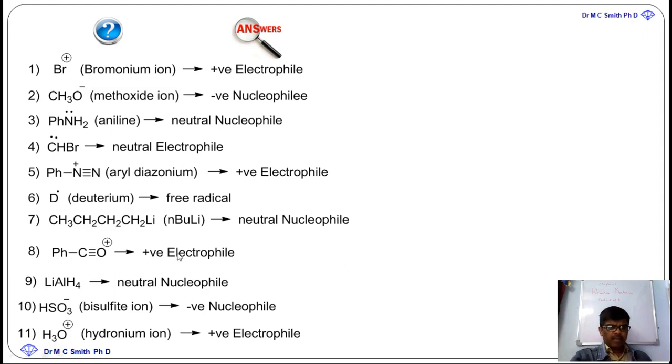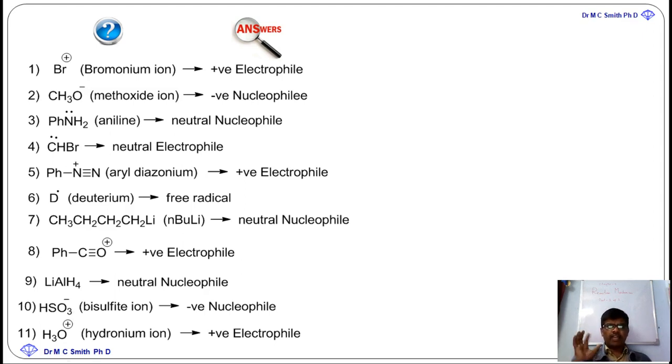Lithium aluminium hydride, or LAH, is a neutral nucleophile. It is one of the best reducing agents available in organic chemistry. That is why, please remember, lithium aluminium hydride is a neutral nucleophile. Bisulfite ion, negatively charged nucleophile. Hydronium ion, or protonated water, positive electrophile.